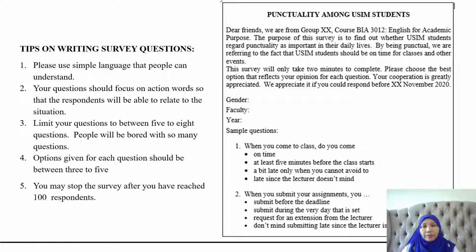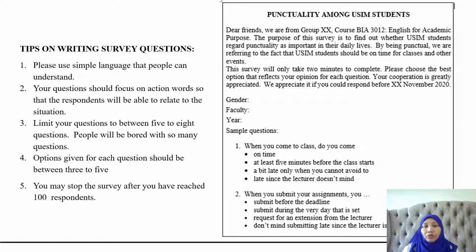Look at the sample that I am giving you now. You are supposed to do something on punctuality, for example, punctuality among USM students. Dear friends, we are from group whatever, BL3, BQ3, BQ9, course BIA3012, English for Academic Purpose. The purpose of this survey is to find out whether USM students regard punctuality as important in their daily lives. Now you have your topic with you, right? If your topic is about cleanliness, then you say the purpose of this survey is to find out whether USM students like to maintain cleanliness of their surroundings. You give the meaning.